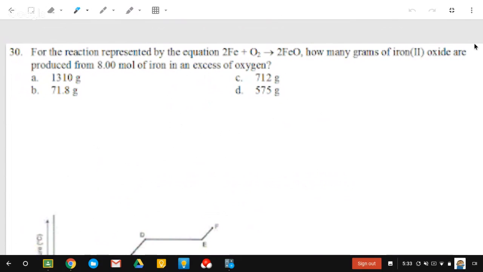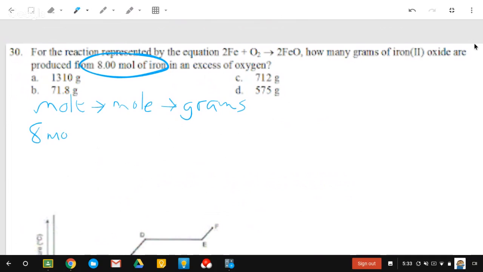Oh. Okay, another mole problem. Or this is moles to moles to grams. So let's write that out really quick. Moles to moles to grams. Or mass, however you want to say it. So you take the number they give you, 8 moles of iron. Iron's Fe.